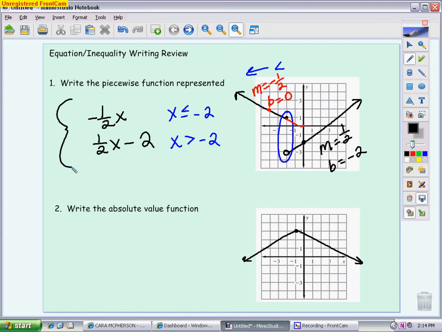The second one is an absolute value one, which is a special type of piecewise. It's going to be a lot easier than the piecewise ones. You only have one equation. What you want to do first with this is you want to identify the shifting.